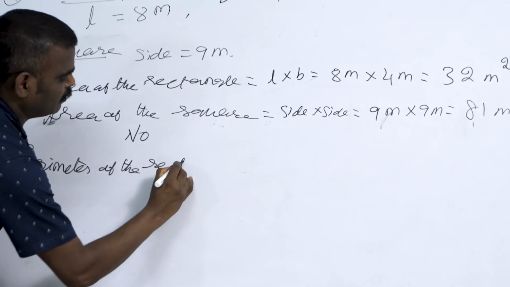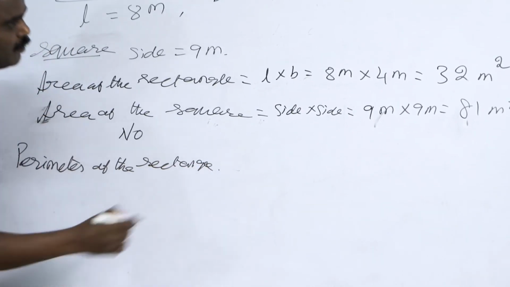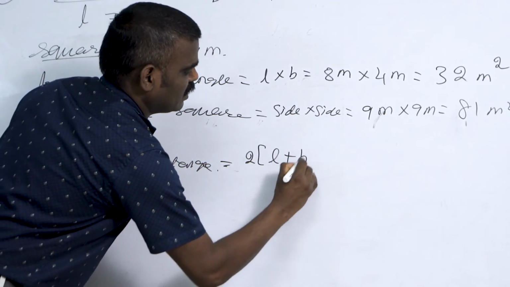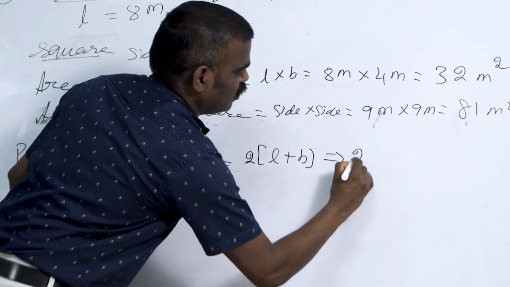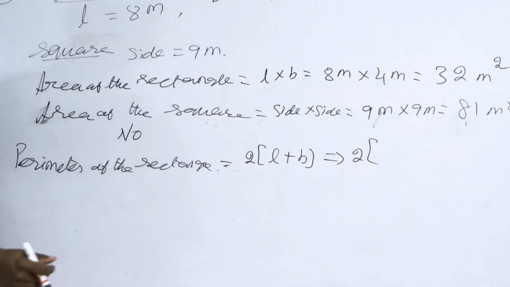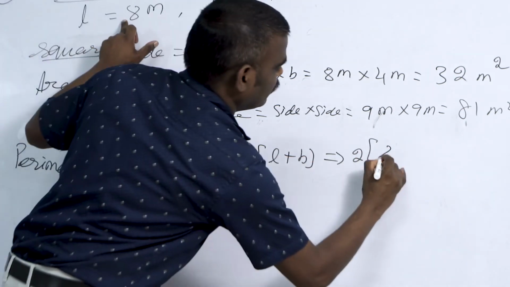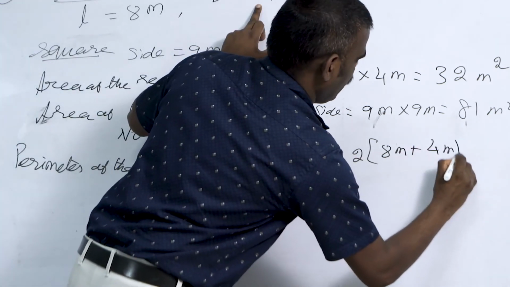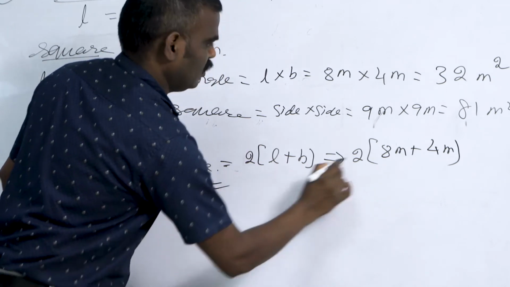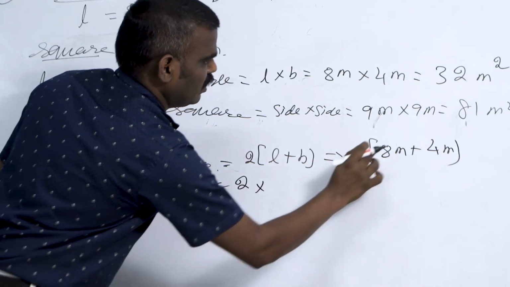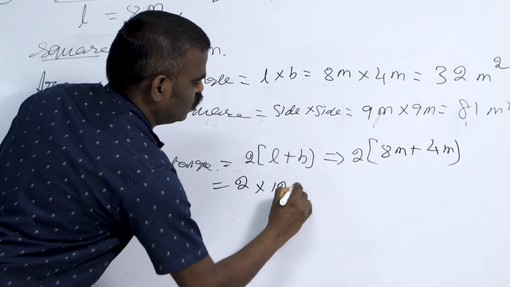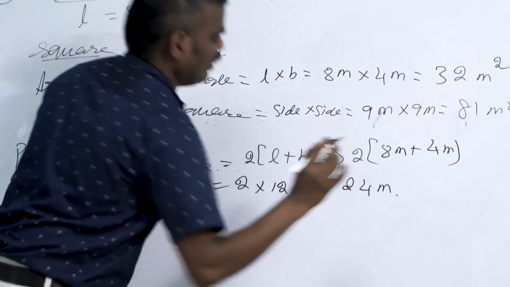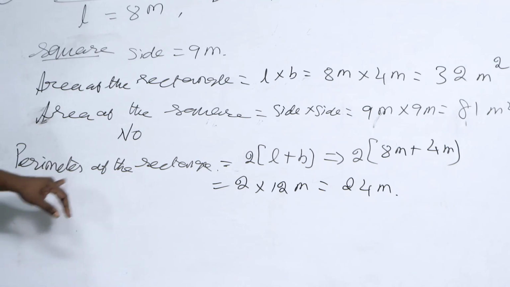Perimeter of the rectangle. What is the perimeter of the rectangle formula? 2 into length plus breadth, right? What is the length? 8 meter. Breadth is how much? 4 meter. 2 into 8 plus 4 how much? 12 meter. 2 into 12 how much? 24 meter. Yes or no? So that is the perimeter of the rectangle.